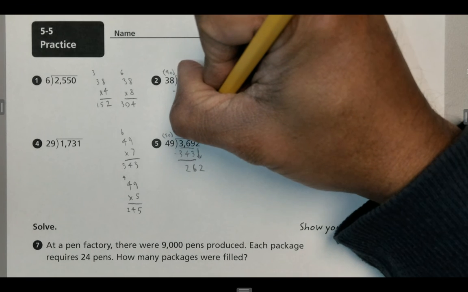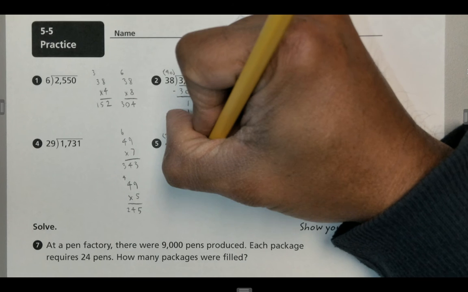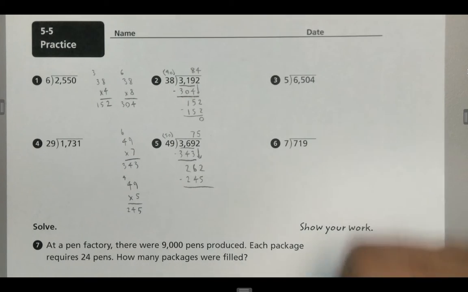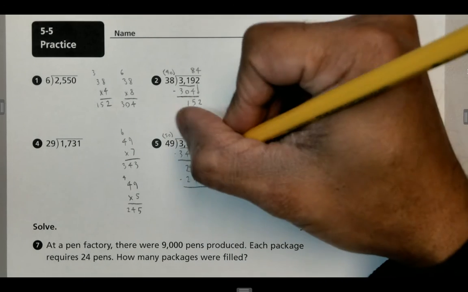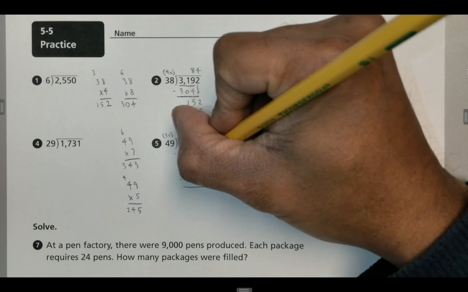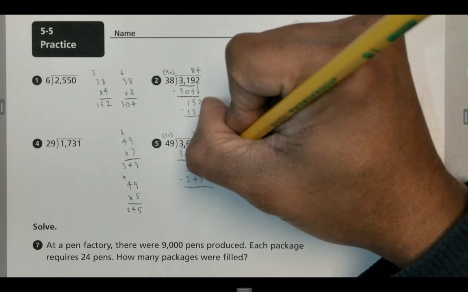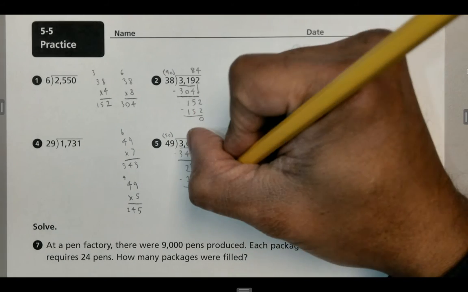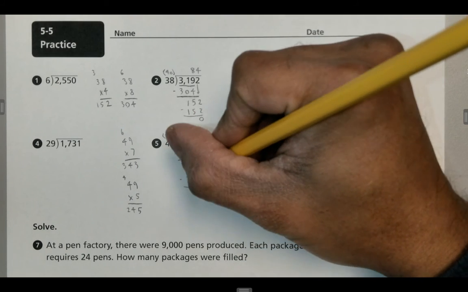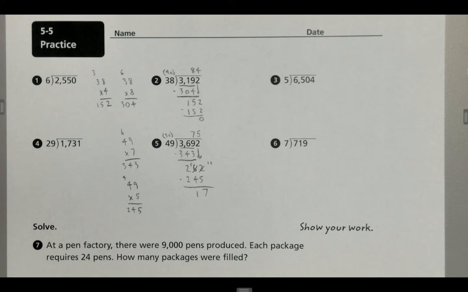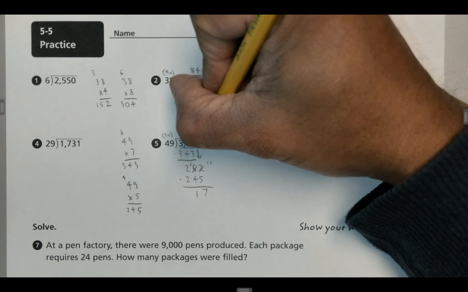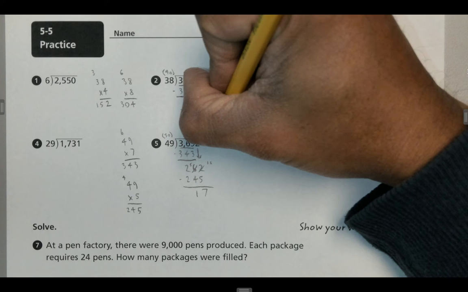I'm going to line my 5 up here, copy down 245. Let's subtract. 2 minus 5, we'll need to borrow. 12 minus 5 now is 7. 5 minus 4 is 1. The 2's will cancel each other out. There is nothing left to bring down. The 17 becomes my remainder.